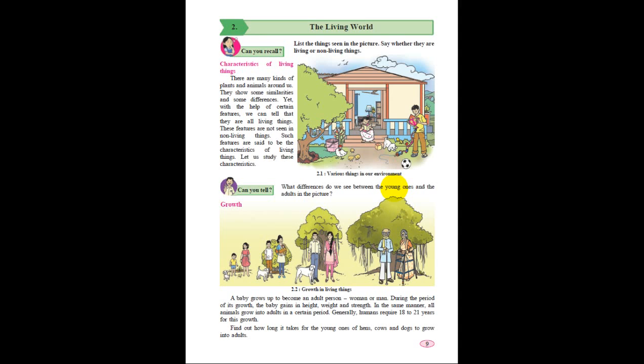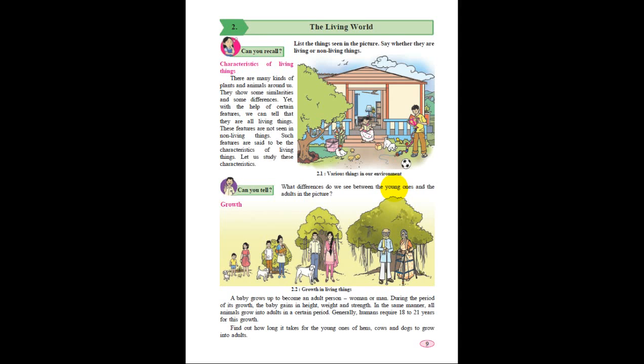So the first line written here is: List the things seen in pictures. Say whether they are living or non-living. So what happens when we look around us? There are two types of things present around us. For example, look at the picture: there is a tree, a girl sitting on the stairs reading a book, a boy standing holding a kite, and there is a hen, a house, a cloud, a bird, right?